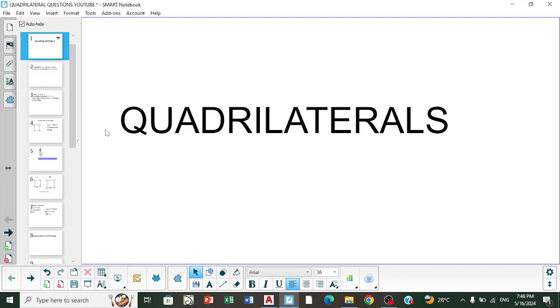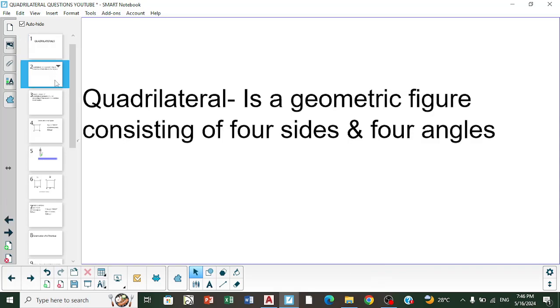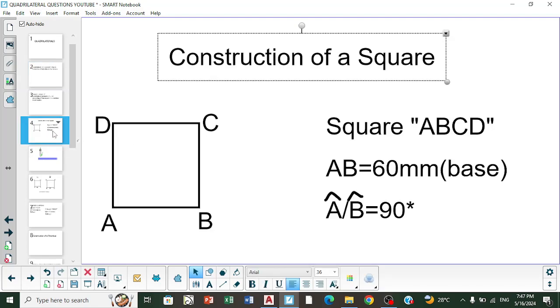Pleasant day to all. Today we want to deal with quadrilaterals. What is a quadrilateral? A quadrilateral is simply a geometric figure consisting of four sides and four angles. There are regular quadrilaterals and there are irregular quadrilaterals. At this point in time, we want to focus on the square.